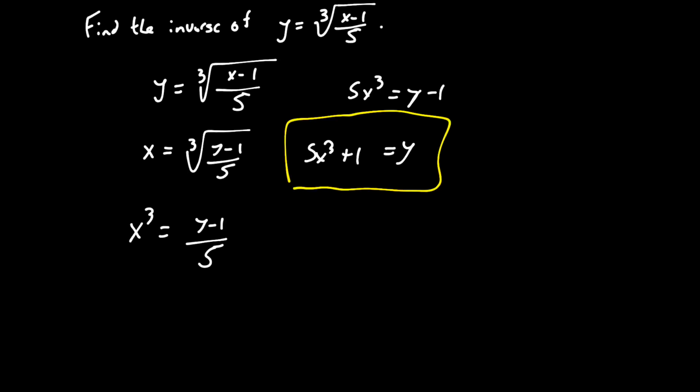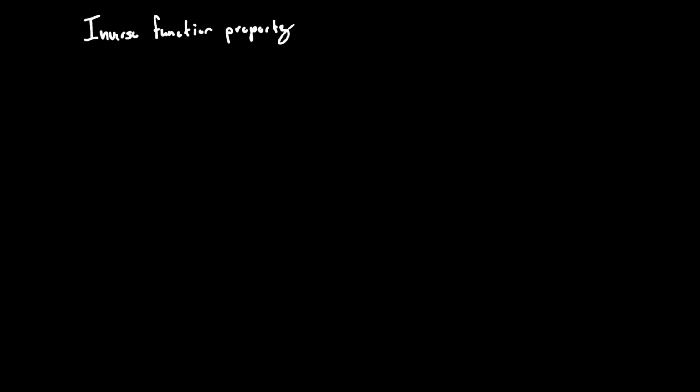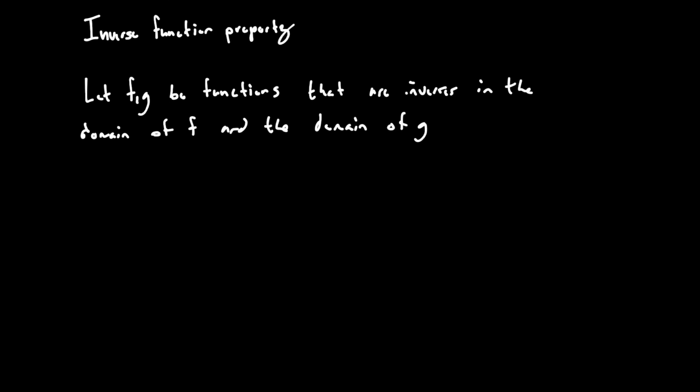There's another way to verify this besides computing both of the inverses, and we've seen this before, and this was called the inverse property. So let's go ahead and reiterate this theorem. The inverse function property states that if you're given two functions, f and g, where f and g are inverses of each other, then for all x in the domain of f and in the domain of g, we have that g composed with f and f composed with g is equal to x.